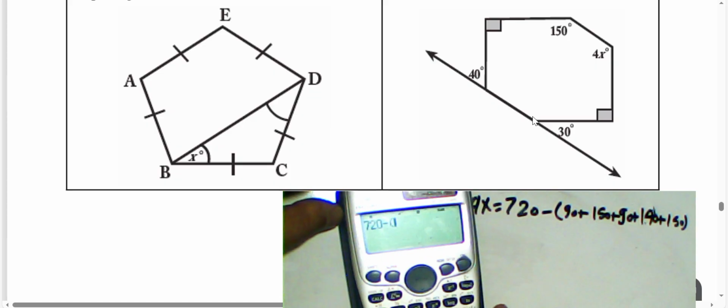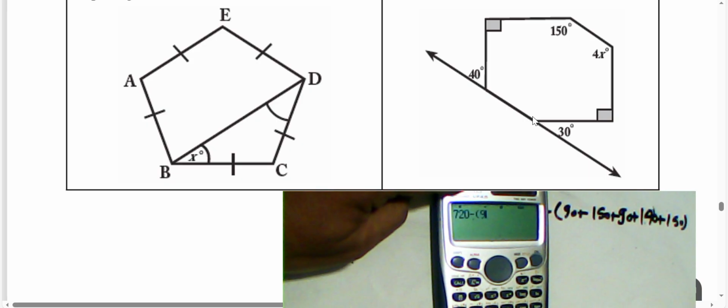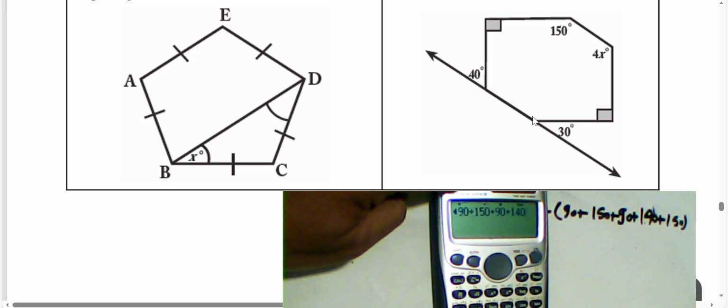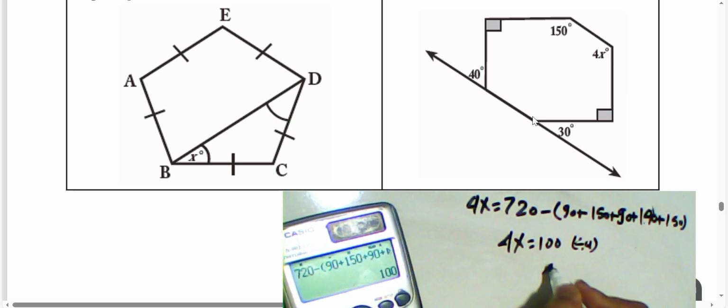You can add them together and subtract the result from 720. 90 plus 150 plus 90 plus 140 plus 150 equals 620. Then 4x equals 100. You can divide it by 4. The measure of angle X is 25 degrees.